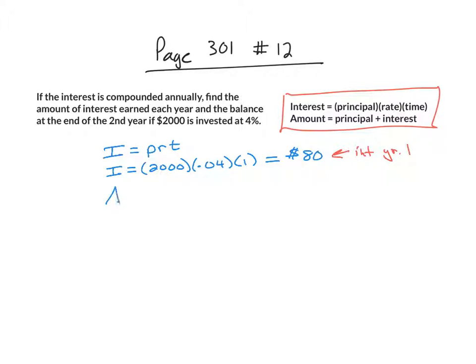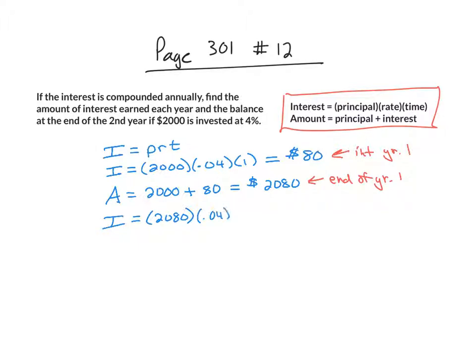Now, the new amount that I have in my account is going to be my original $2,000 plus the interest, which is $80. So at the end of year 1, I've got $2,080. Okay, now I'm going to do the calculation again, but this time I'm going to calculate the interest on 2,080 because I get to earn interest on my interest. So principal times rate times time, and this time it's going to give me $83.20.